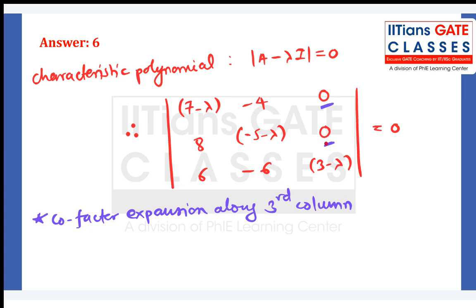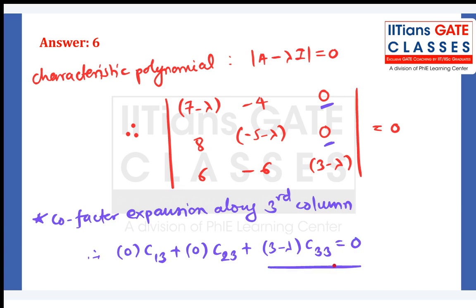This expression will be just equal to the corresponding element multiplied by its cofactor. C13 represents the cofactor, not a matrix, just the cofactor for the first row, third column element. Then the second row, third column element is 0 again. And then you have 3 minus lambda into C33, and it has to be equal to 0. The first two terms are anyway multiplied by 0, so no need to do those calculations. Only this last part should be considered for further calculations.